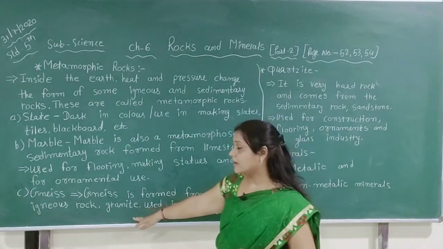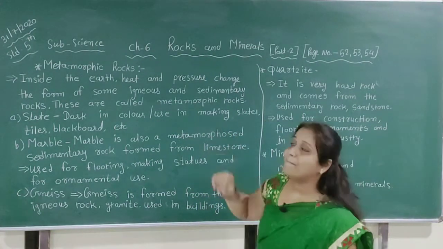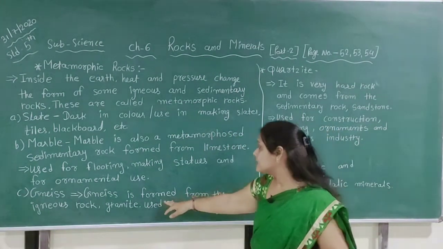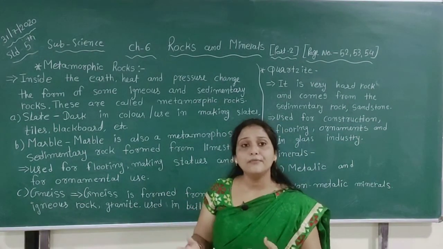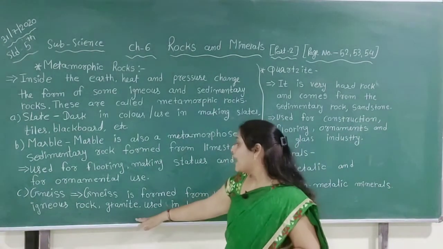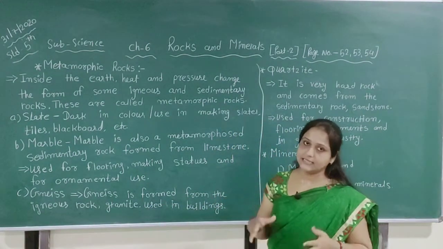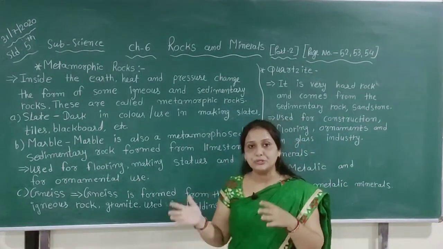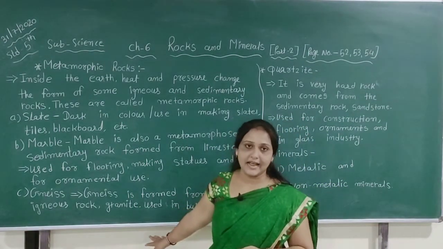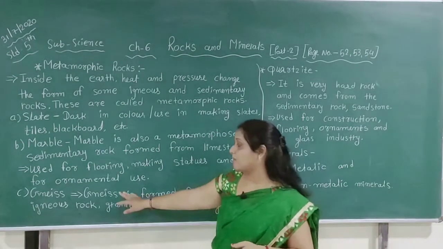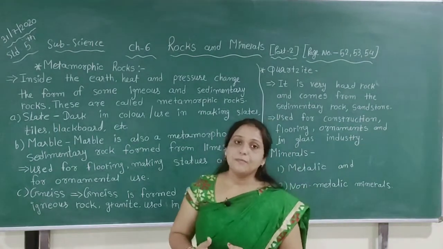Then the third type is gneiss. Gneiss is also a type of metamorphic rock, and gneiss is formed from igneous rock. It is one type of granite used in buildings. Gneiss is mostly used to construct buildings because it is one type of granite. So gneiss is used for constructing buildings.